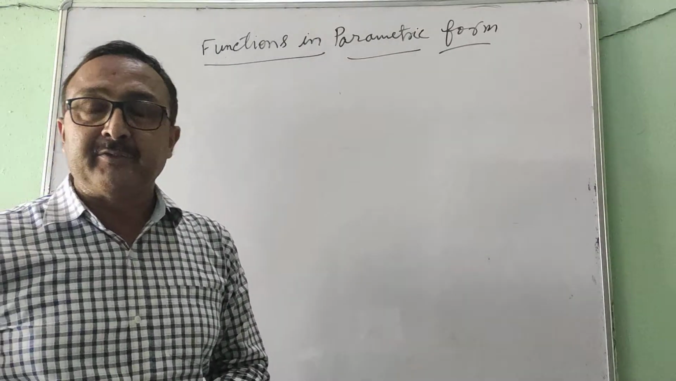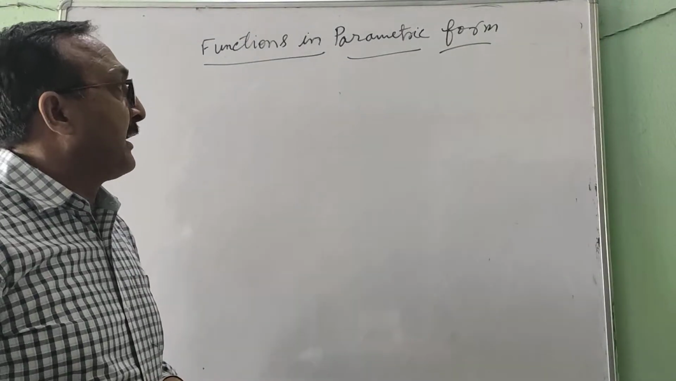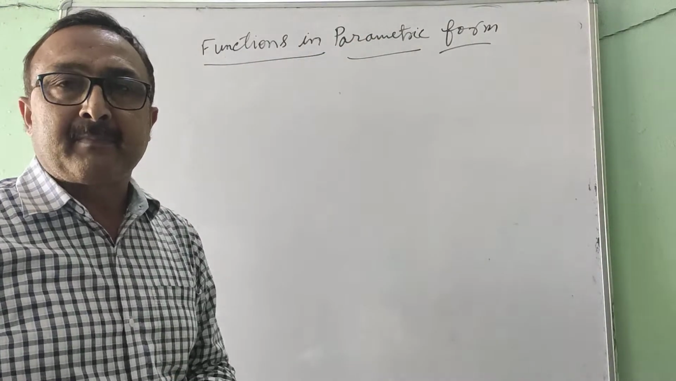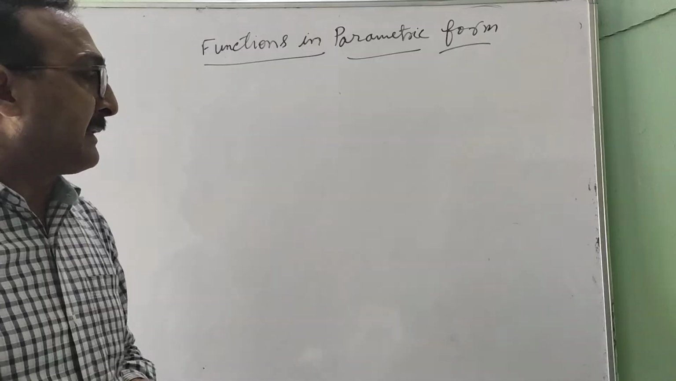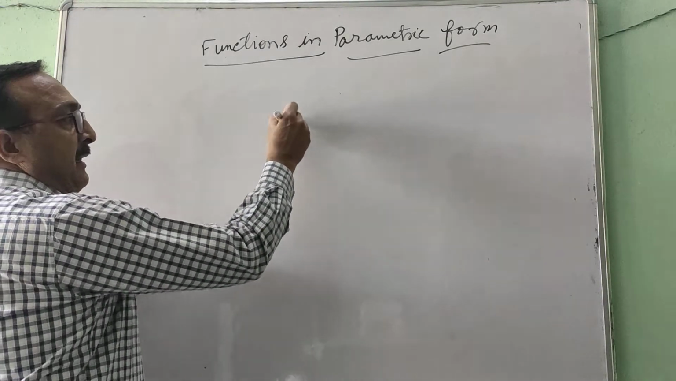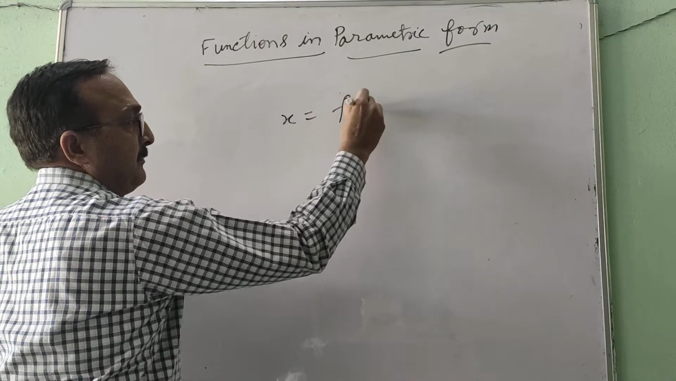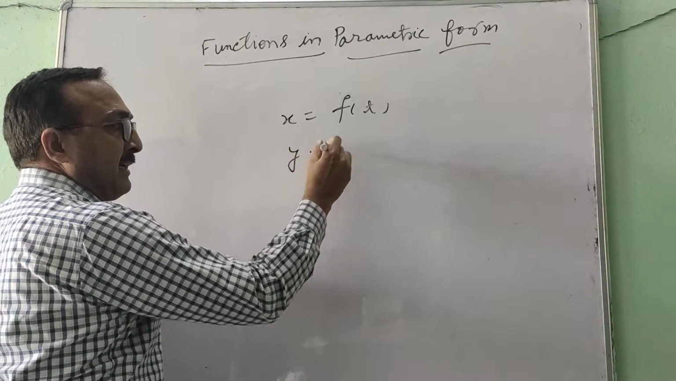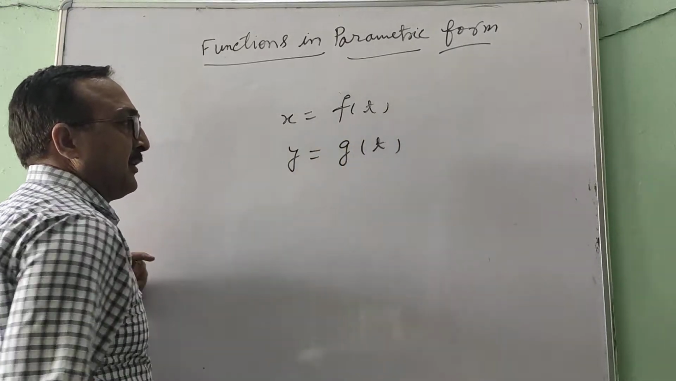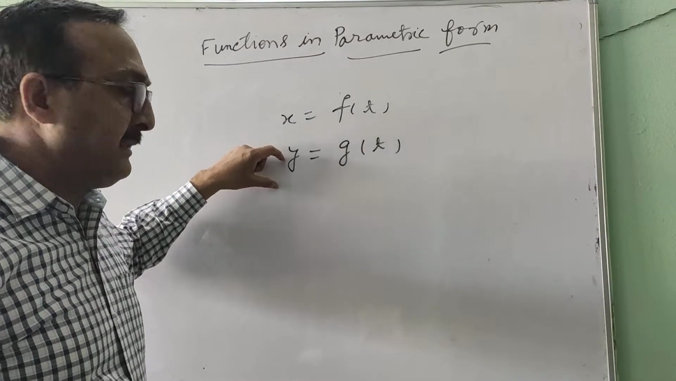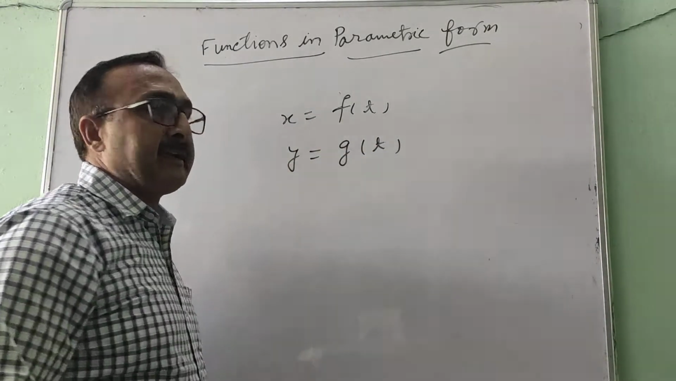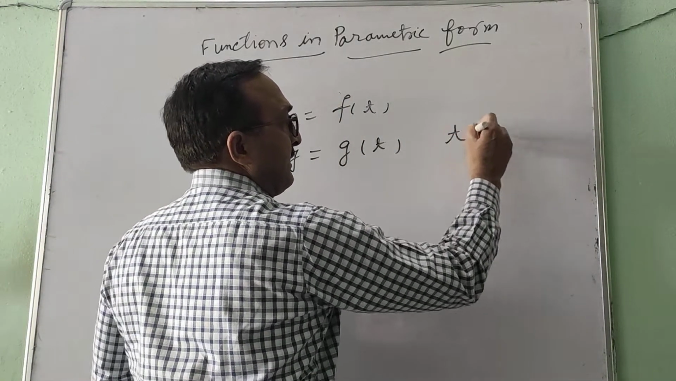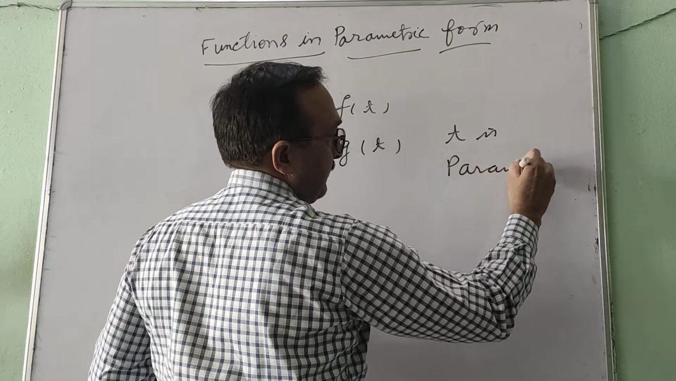Today I am going to explain a topic named parametric function. A function in the form of a parameter, that is, x in terms of t. This is a function in terms of t, and y is also a function in terms of t. So these are two variables x and y, and the third variable is t, which is common in both the functions. So we say t is a parameter.